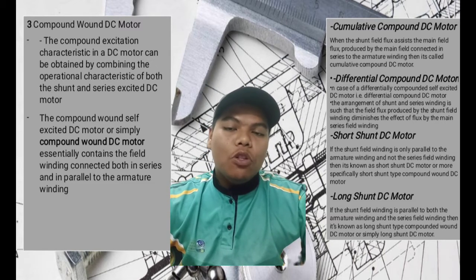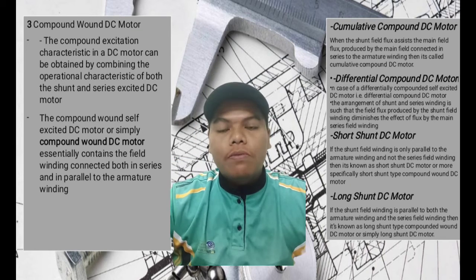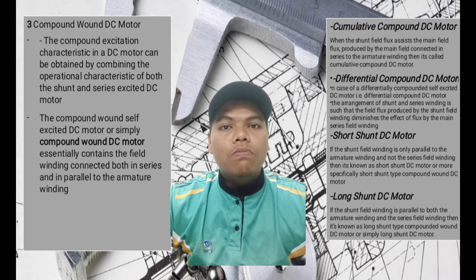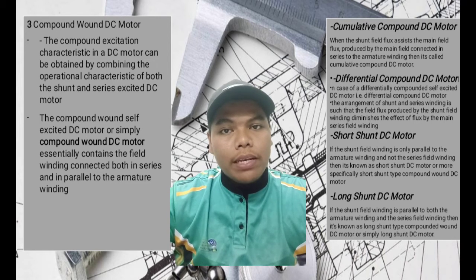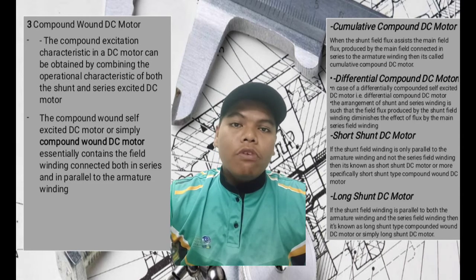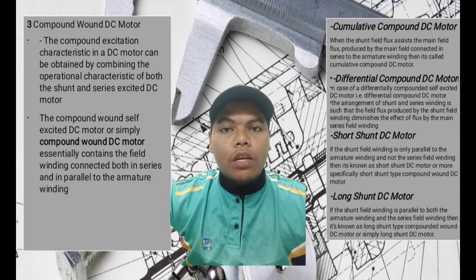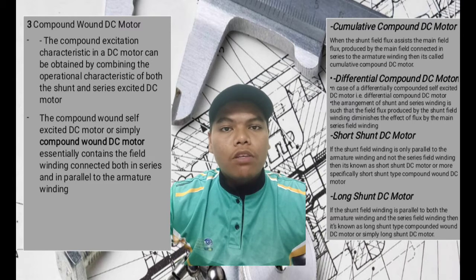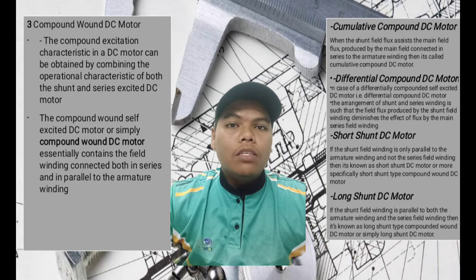Lastly, self-excited DC motor is cumulative compound DC motor. So when the shunt field flux exceeds the main field flux produced by the main field connected in series to the armature winding, then it's called cumulative compound DC motor. Cumulative compound DC motor also divides into three. First, the differential compound DC motor. In the case of differential compound DC motor, the engagement of shunt and series winding is such that the field flux produced by the shunt field winding diminishes the effect of the flux by the main series field winding.